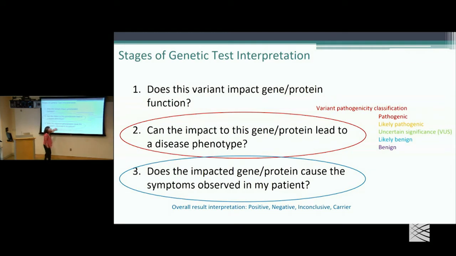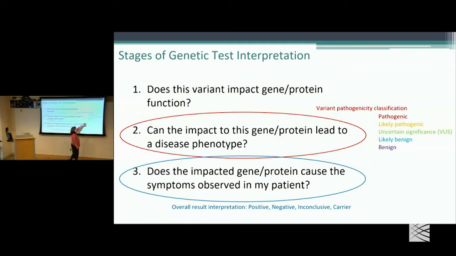I should clarify that when we talk about variant interpretation, I think about 3 stages of looking at the effect of a variant. One is, can you figure out if it's disrupting the gene? But what we really focus on, particularly in the clinical lab, is does that impact actually lead to a disease phenotype? That is pathogenicity assessment.